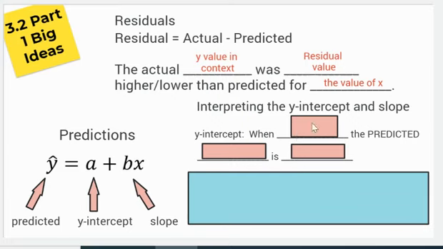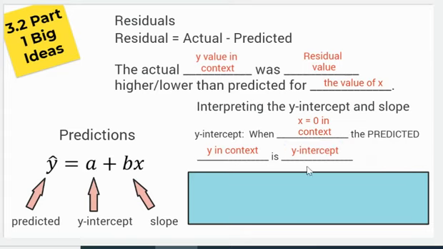Well, we would say this: when blank, the predicted blank is blank. So what are these blanks here? When x equals 0 in context, so for our example in class, it was when we use 0 rubber bands, so when x is 0 in context, the predicted y in context is whatever your y-intercept is. So when a student studies for 0 minutes, the predicted test score is 62%, or 62 points. So this is all in context. When x is 0, the predicted y, whatever the y variable is, is going to be your y-intercept.